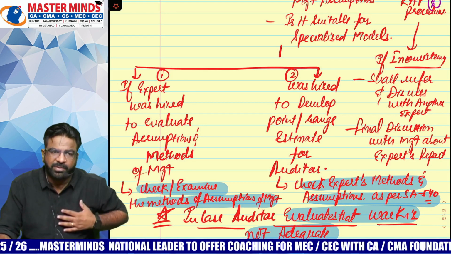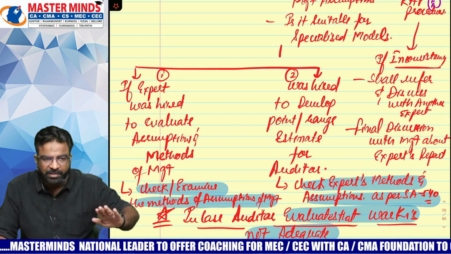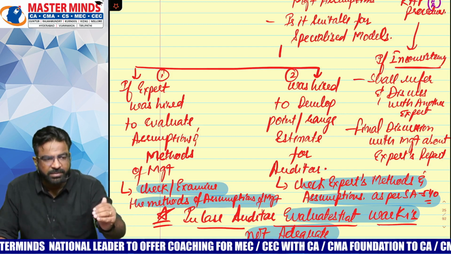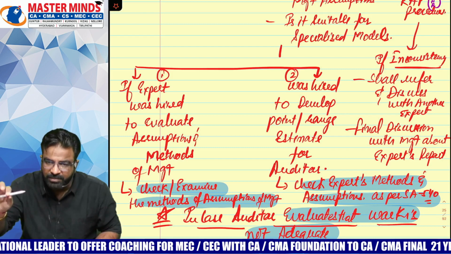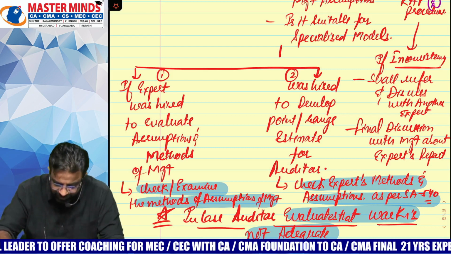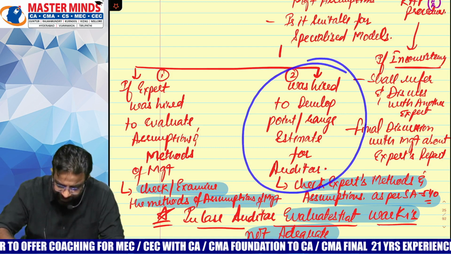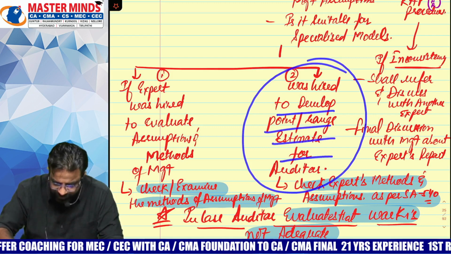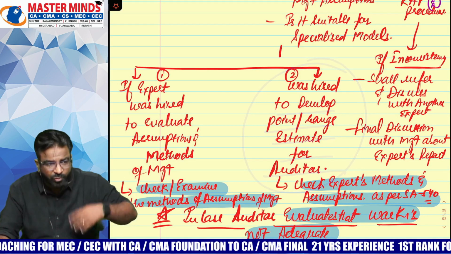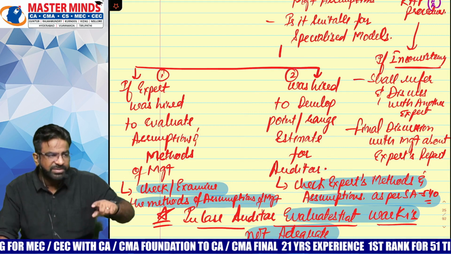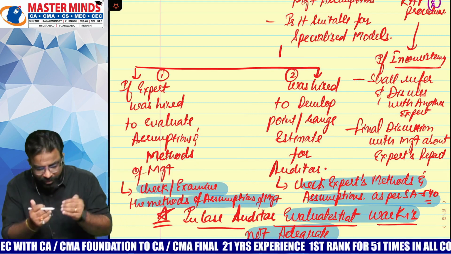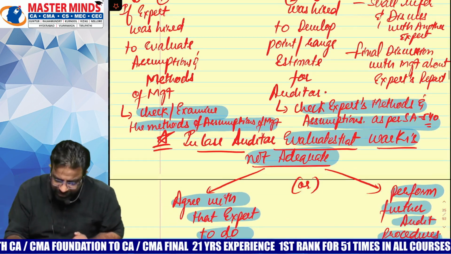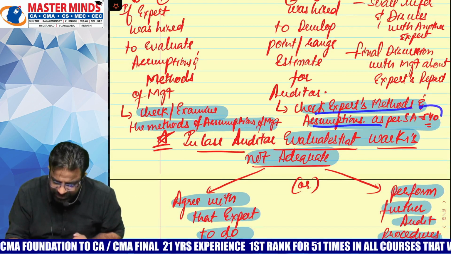I am unable to understand it. That's why I hired a what? Expert. What is the expert's work? To make me understand whether their assumptions and methods are correct or not. What is the second thing? If he was hired to develop a point or range or estimate for whom? Auditor. So there are two purposes of hiring the expert. One is you are hiring it to check management, and one is you are hiring it for your own purpose. And make sure that you check the expert's method and assumptions as per 540.